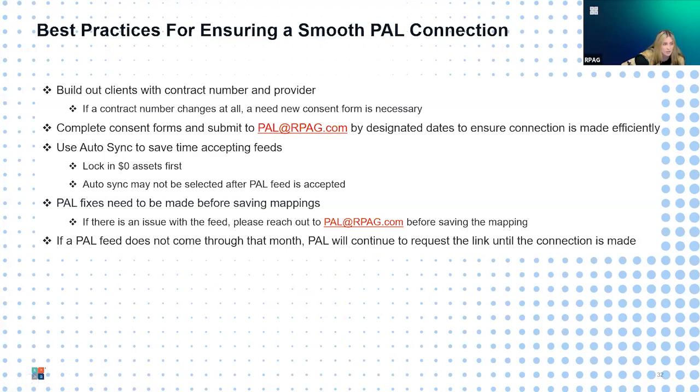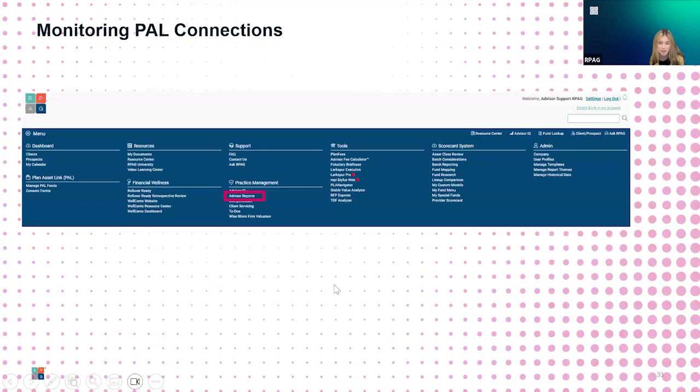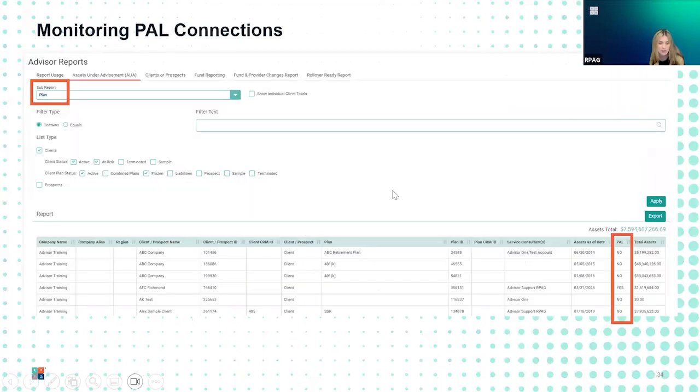So next we'll go ahead and talk about monitoring PAL connections. So a great way to monitor PAL connections besides keeping an eye on the graph on your landing page that lets you know PALs have been accepted versus not is actually through advisor reports. So if you click menu and then advisor reports underneath practice management, we do actually have an advisor report that is going to let you know if your plan is connected to PAL or not.